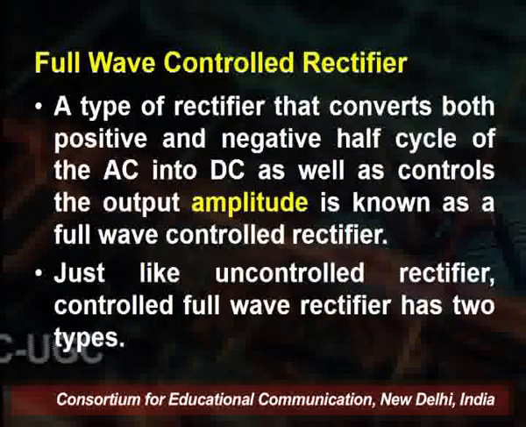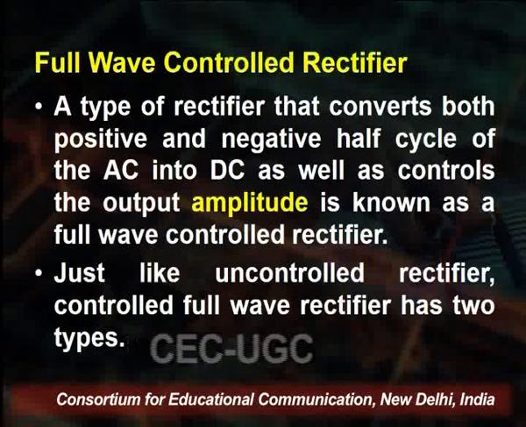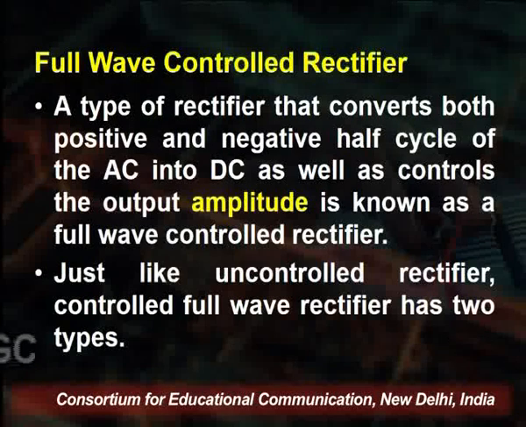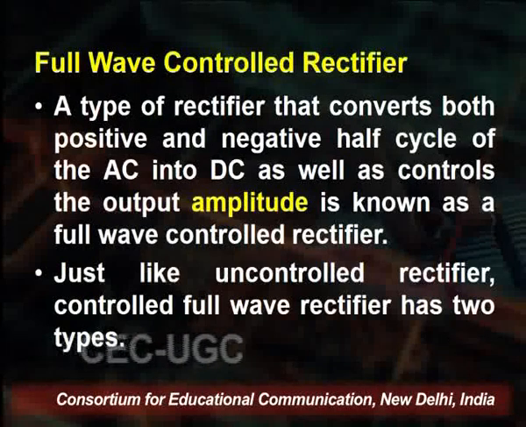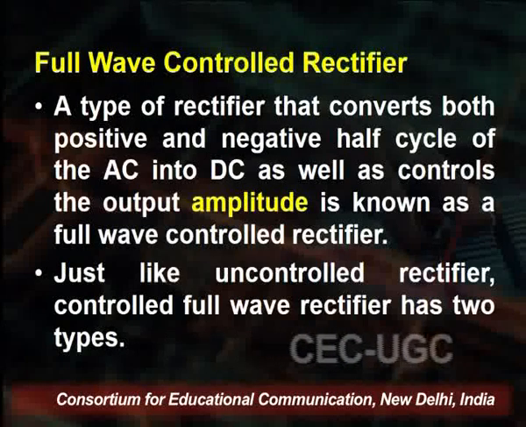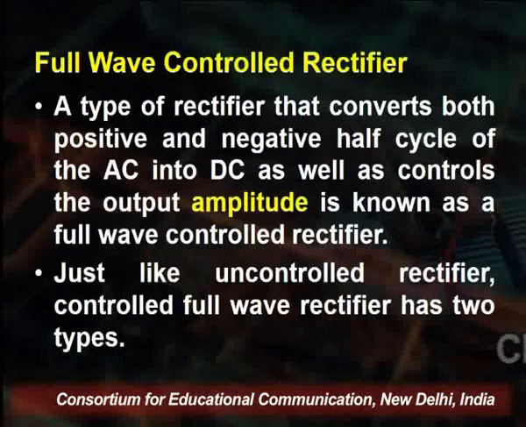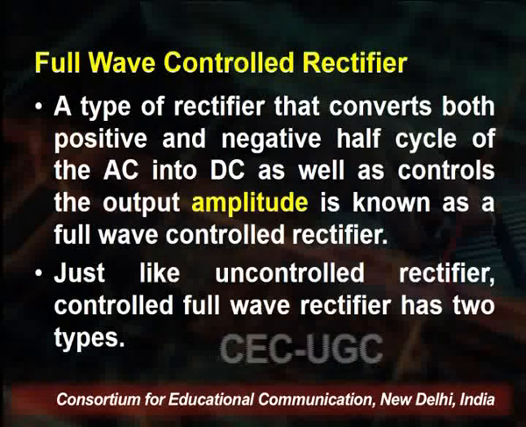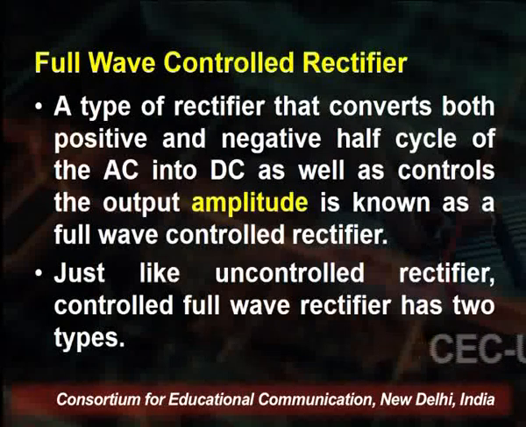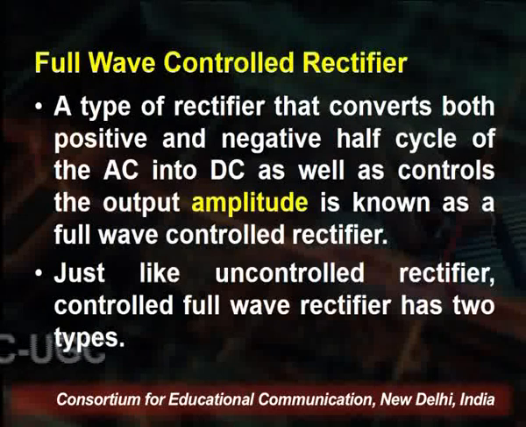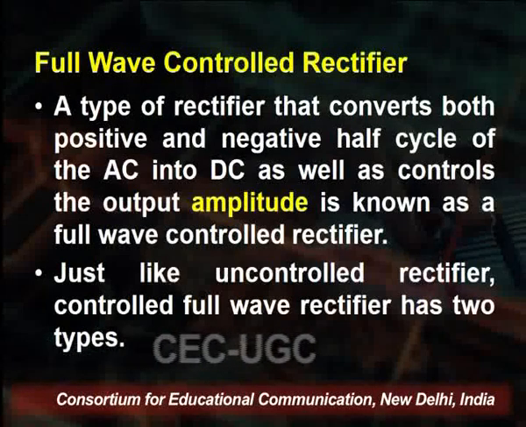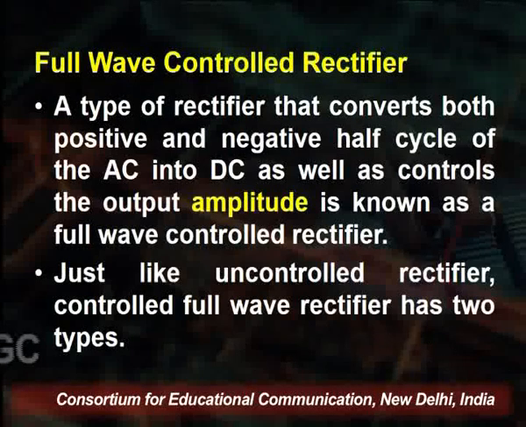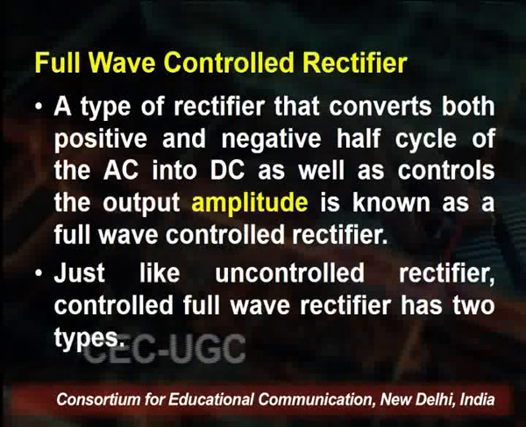In the full wave controlled rectifier, a type of rectifier that converts both the positive and the negative half cycle of the AC into DC, as well as controls the output amplitude, is known as the full wave controlled rectifier. You see here in this type of rectifier, we can change the amplitude also, we can get the output in a controlled manner. A rectifier that converts both the positive and negative half cycle of the AC into DC and controls the output in terms of its amplitude is known as the full wave controlled rectifier.